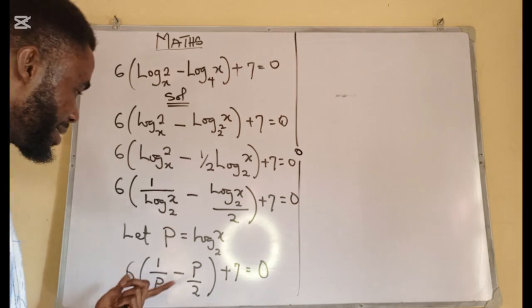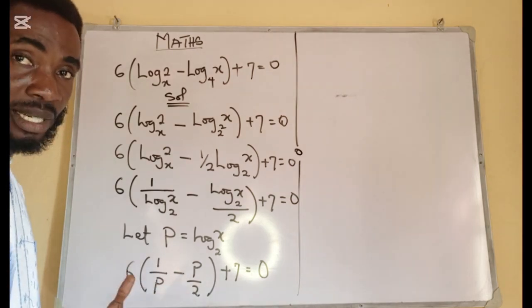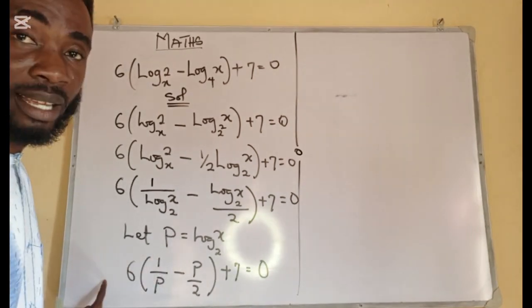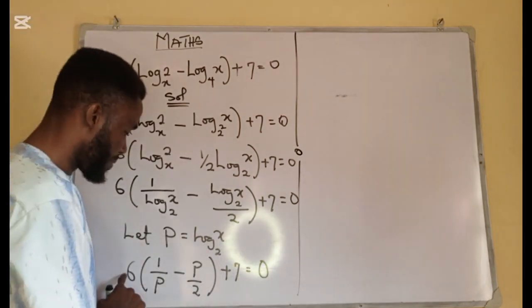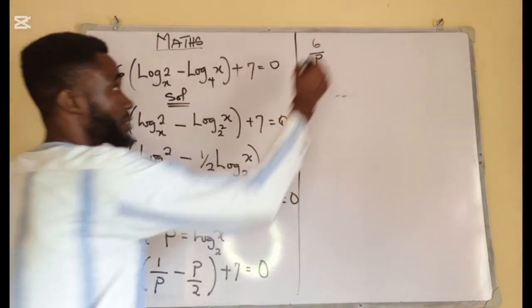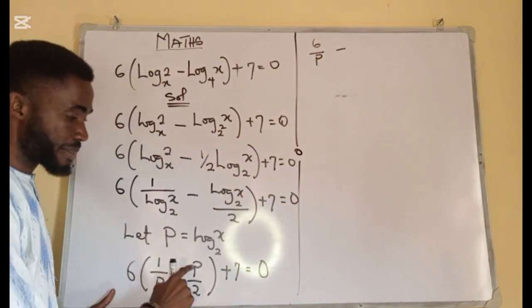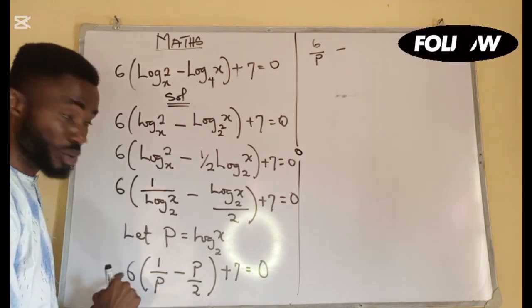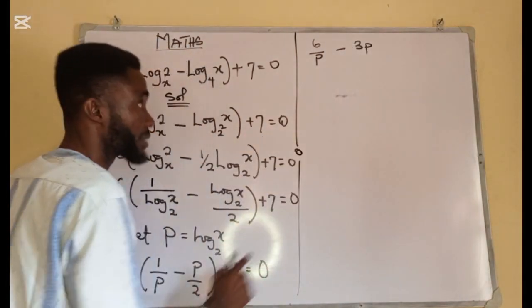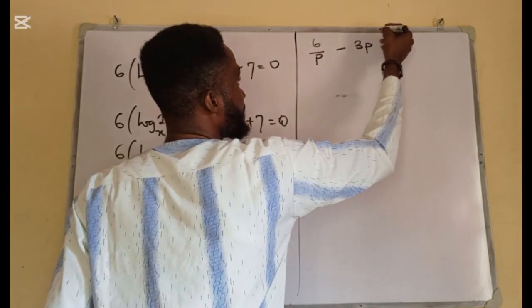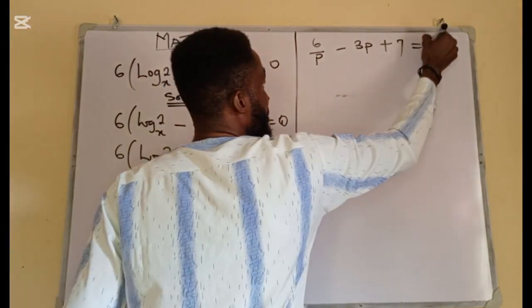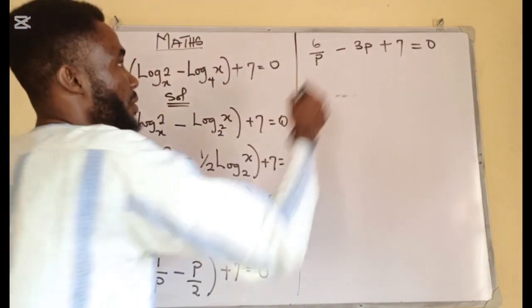Are we together now? That's fine. So at this point now, let me expand this bracket by this outside constant. So 6 times 1 is 6 divided by p minus 6 times p over 2. This 2 here, 1, 2 here, 3. 3 times p, 3p. I have it to be 3p plus 7 is equal to 0. So at this point now, here is like over 1.